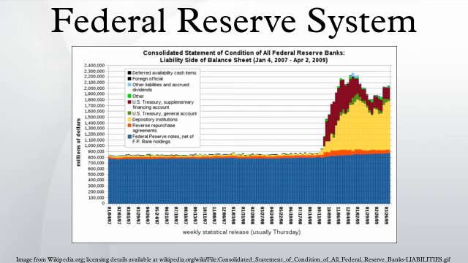A fourth facility, the Term Deposit Facility, was announced December 9, 2009, and approved April 30, 2010, with an effective date of June 4, 2010. The Term Deposit Facility allows reserve banks to offer term deposits to institutions that are eligible to receive earnings on their balances at reserve banks.